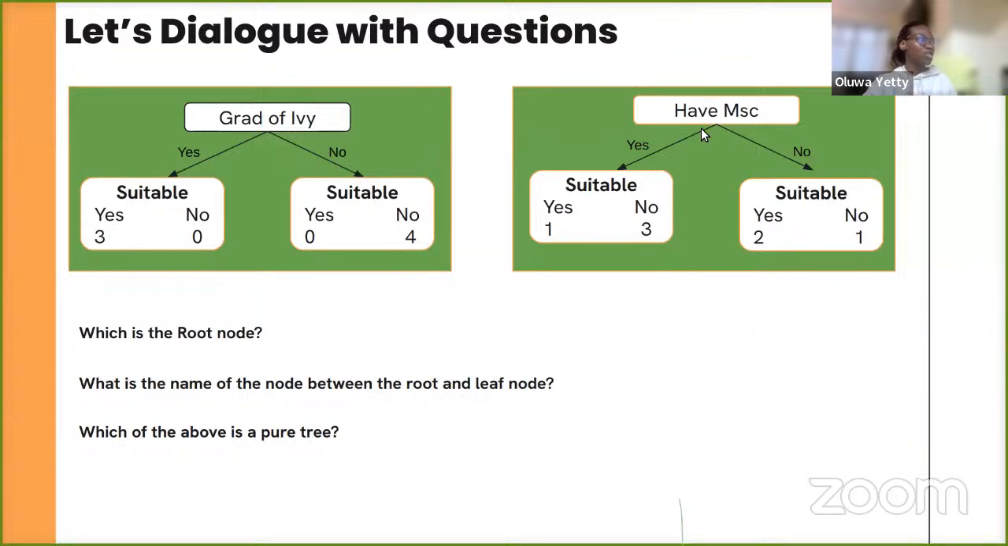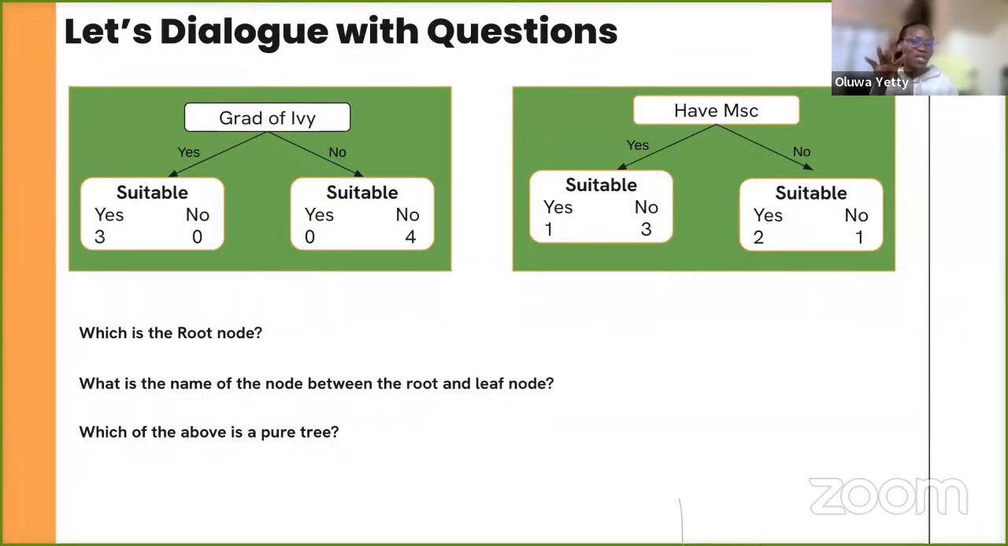can you tell me which one looks like a pure tree? I've not mentioned anything about this. I've not told you how to know when it's a pure tree, but I just want you to look at it and think which one is the pure tree. Okay, someone said, I think the grad of ivy. Any others? None. Okay, someone said none.